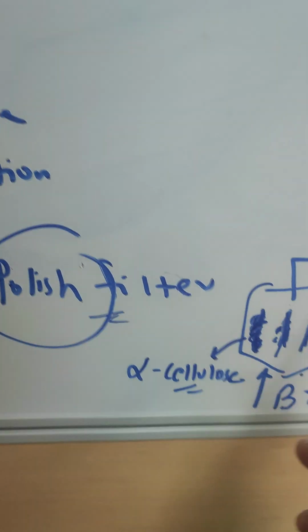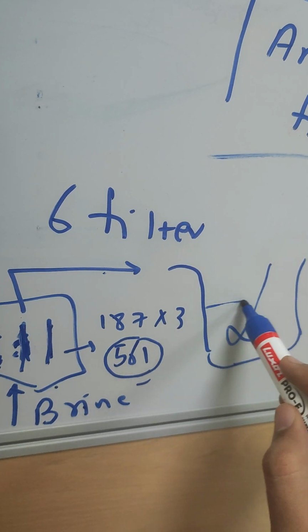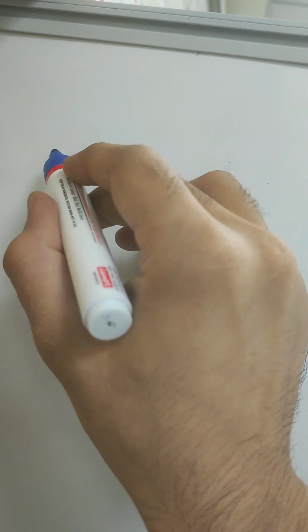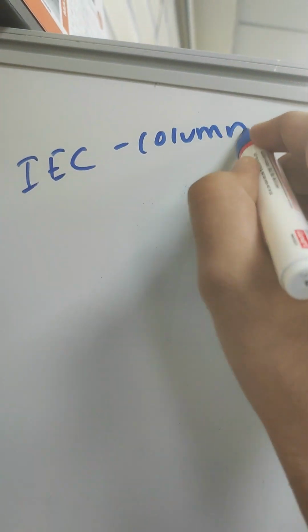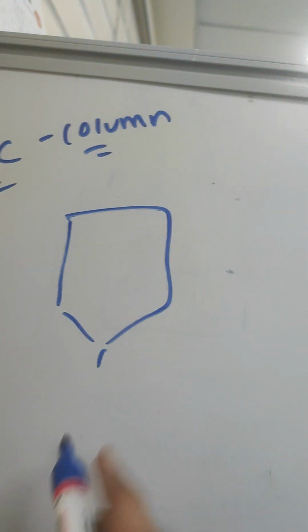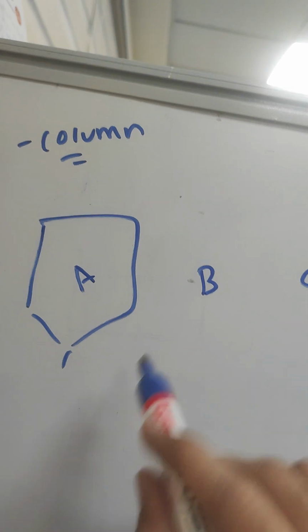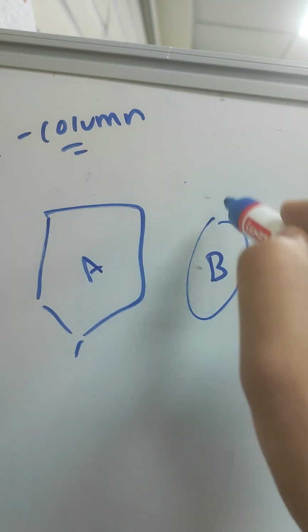Okay, from the polish filter we again have a tank. What is the main purpose of this tank? It is to store the filtered brine. From the filtered brine tank we have the ion exchange columns. What is the main purpose? These are again similar. We have 3 columns, A, B and C, and only 2 are in line.